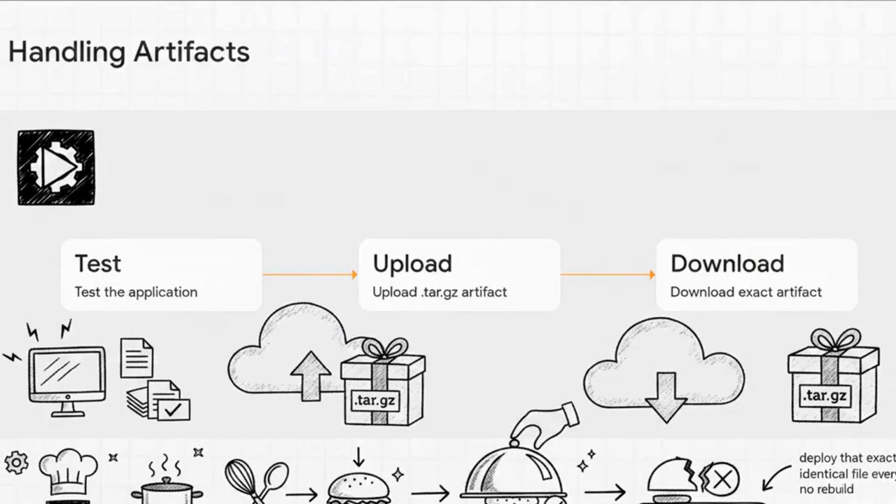Now, because these jobs run on completely isolated machines, files that get created during testing don't actually exist in the deployment job. To solve this, we use artifacts. It's a super simple process. First, you build and test your app. Second, you upload the finished package, like a .tar.gz file, as an artifact. And third, your deploy job downloads that exact artifact. This enforces the absolute golden rule of CI/CD. Build once, deploy that exact identical file everywhere. Remember our kitchen? Don't rebuild the dish at the serving station, you just move the finished dish forward.